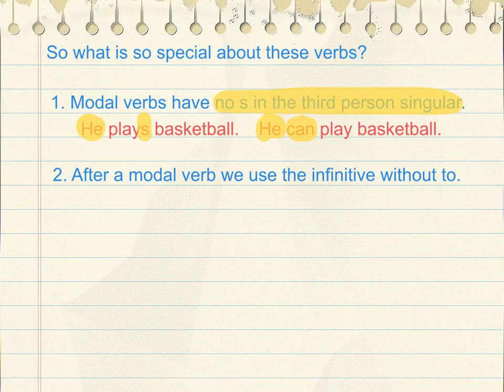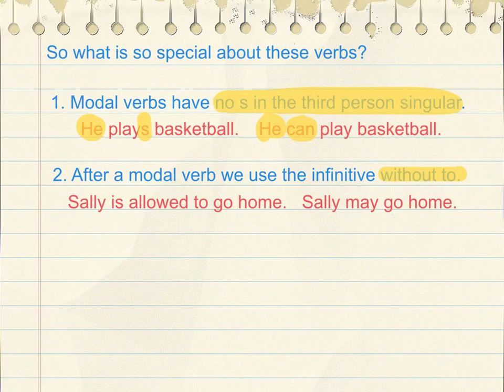Now comes the second point. After a modal verb, we use the infinitive without to. And once again, I'll give you an example for this. In sentence 1, we have, Sally is allowed to go home. But with modal verbs, like may, we have to drop the to. So it becomes, Sally may go home.